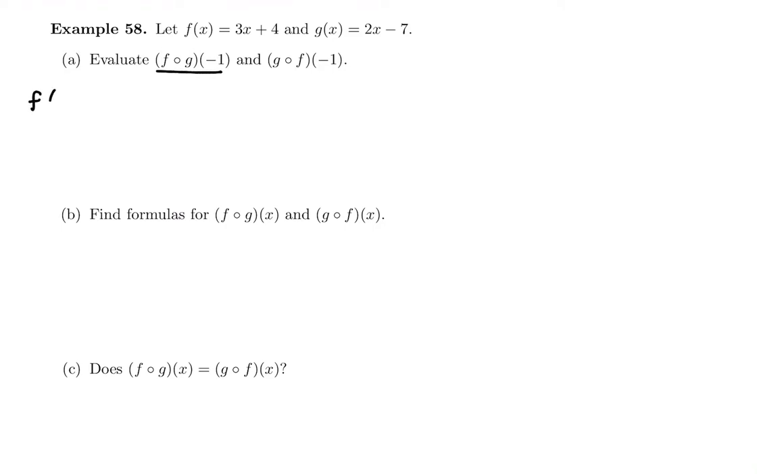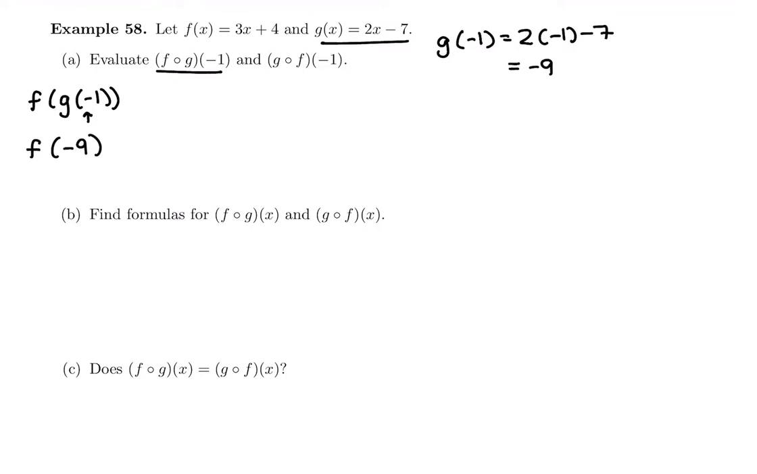I prefer to write it as f of g of negative 1 because I think that's helpful to see which piece to do first. So first I'm going to grab my calculator and figure out what g of negative 1 is. Looking at g of x, I'm going to do 2 times negative 1 minus 7, which gives me negative 9. So I'm really doing f of negative 9.